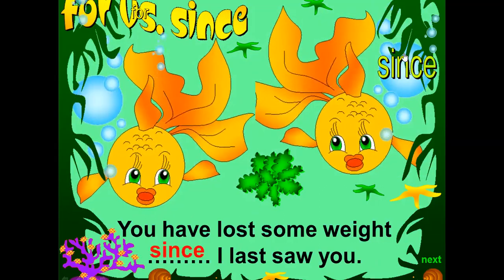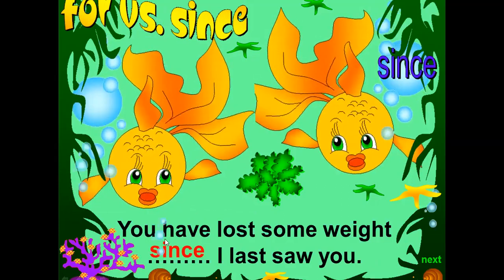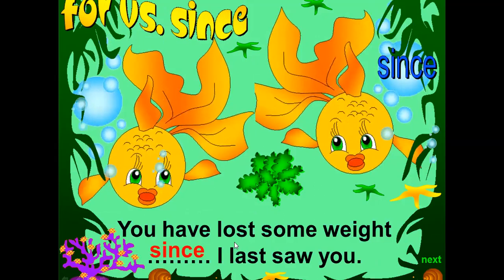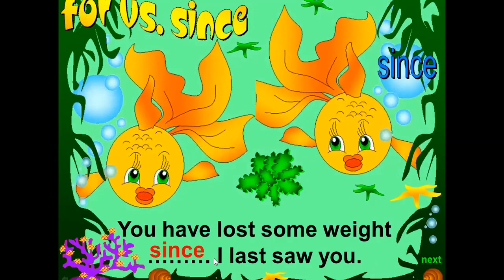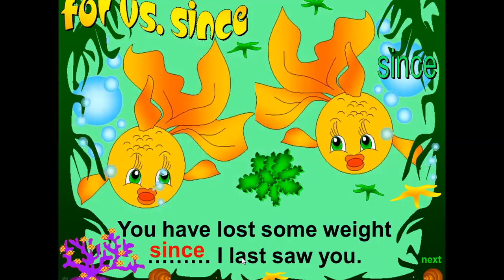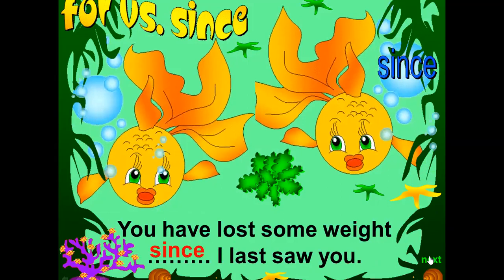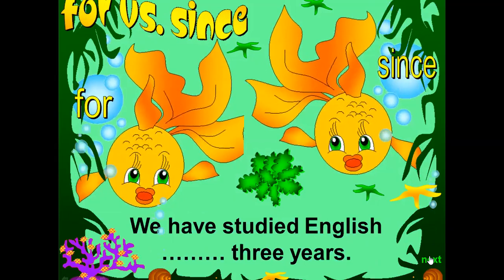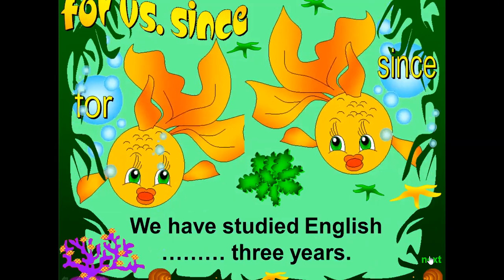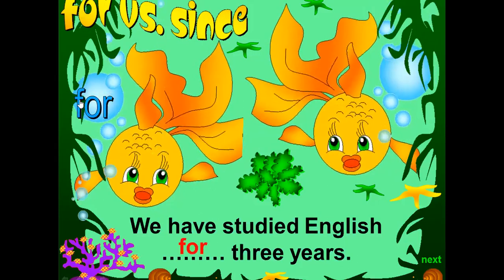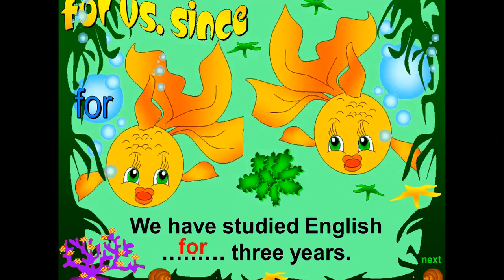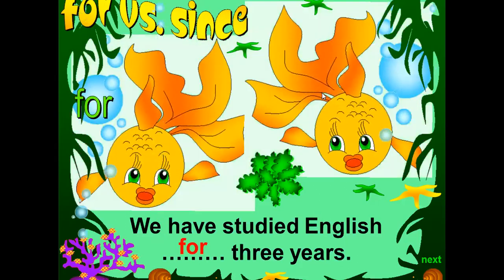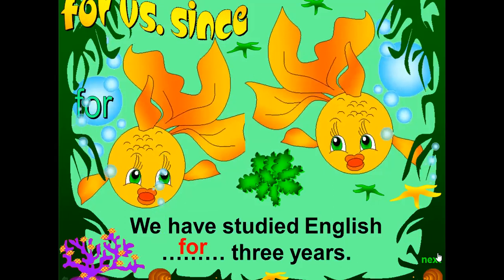And look here. Here is what we call the rule of since. Have lost is present perfect. I lost, this is the past simple. So after since normally we use the past simple. Okay. We have studied English for 3 years. 3 years here is for 3 years. Here is the amount of time, or the time together, the period itself.